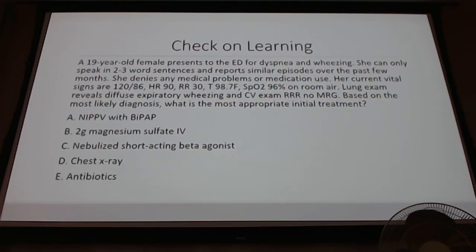Yeah, it's going to be C, right? We're going to give some sort of nebulized short-acting beta agonist for this patient. Likely we'd give a DuoNeb, so it would have ipratropium in it. But, you know, we give albuterol.